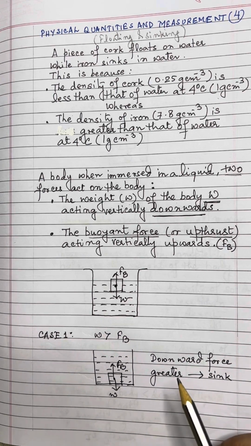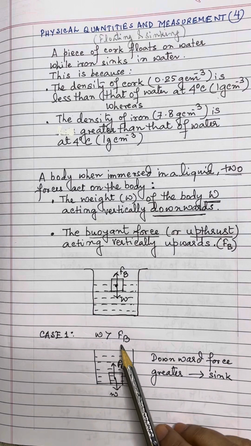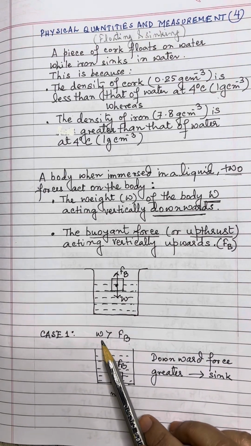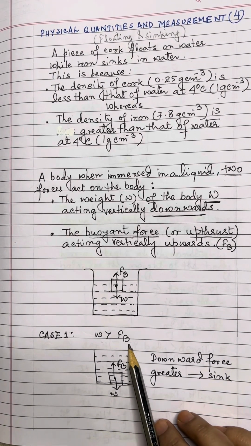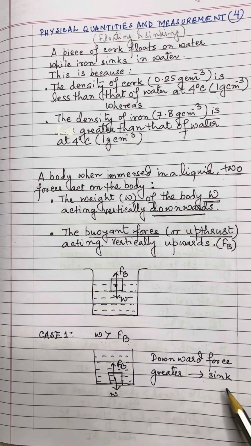The first case, when the weight of the body, that is the downward force, is greater than the upward force. That means the downward pull is greater than the upward force experienced by the body. So it is obvious that it will come down to the bottom slowly, and that is it sinks.